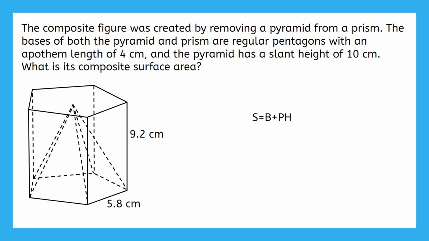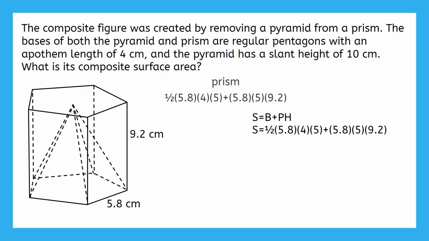Using what we know about regular polygons, and that the height of this prism is 9.2 centimeters, here is what we get for the surface area that the prism contributes to the composite figure. Let's make note of this up top, and then move on to the pyramid.